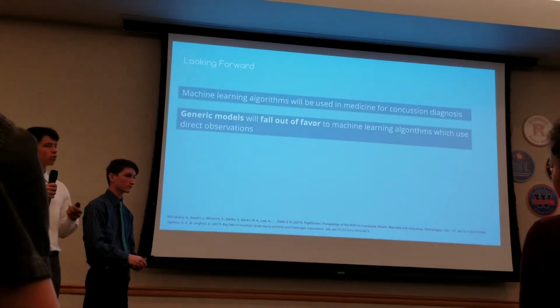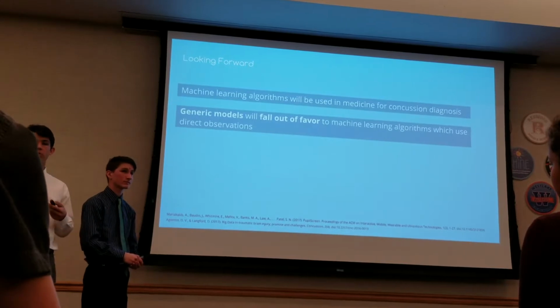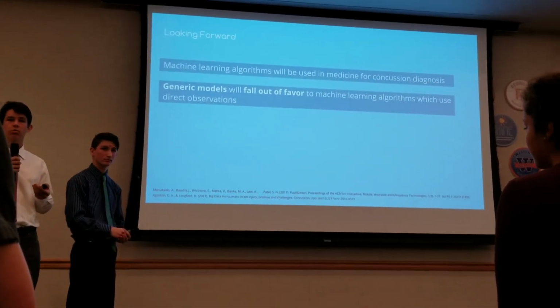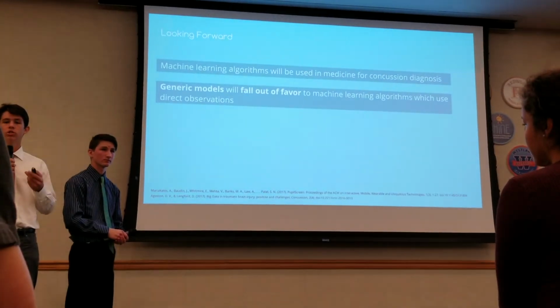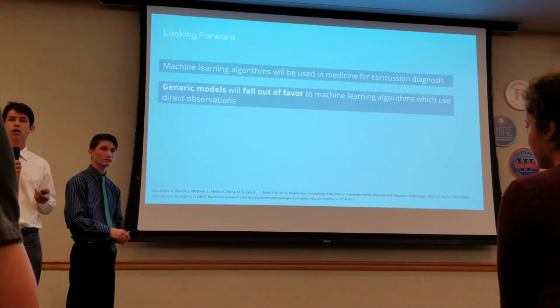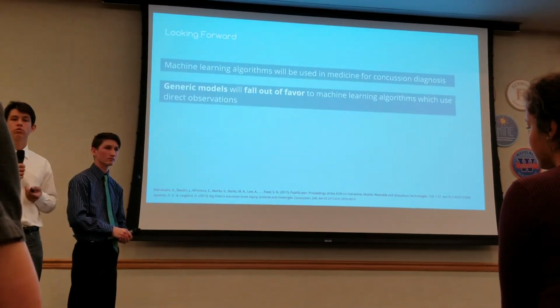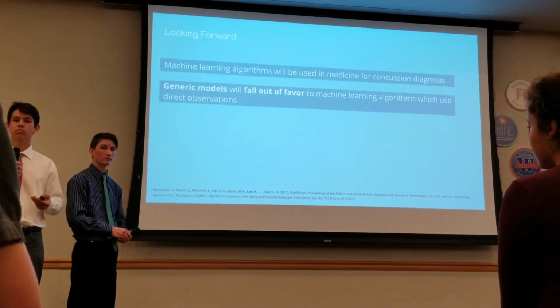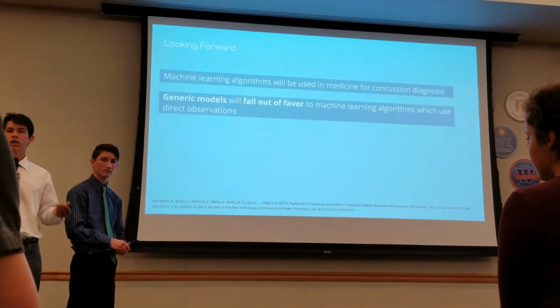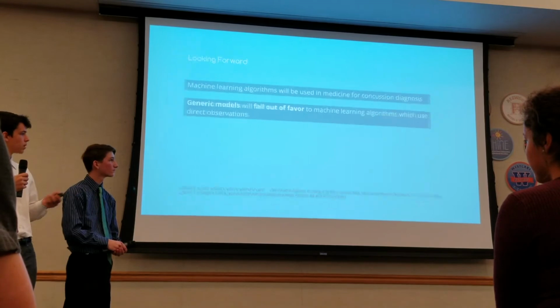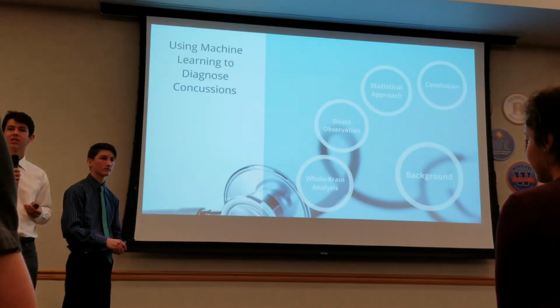So now looking forward, what can we expect? Well, to begin with, typical MRI, CT scans, things of that nature are really going to fall out of favor to machine learning algorithms because their generic models are not going to be as adaptive. And furthermore, they're going to be able to run these tests very frequently on individuals who are having concussions in a high school setting. That concludes our presentation. Thank you.